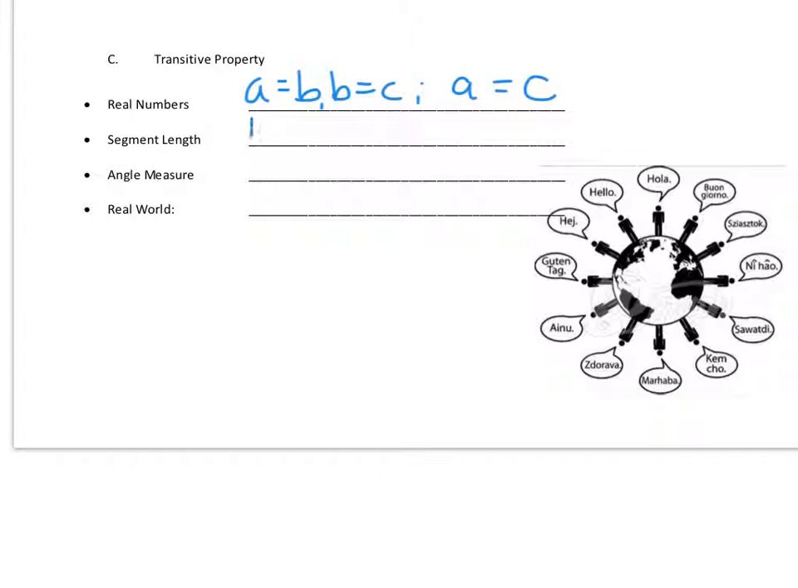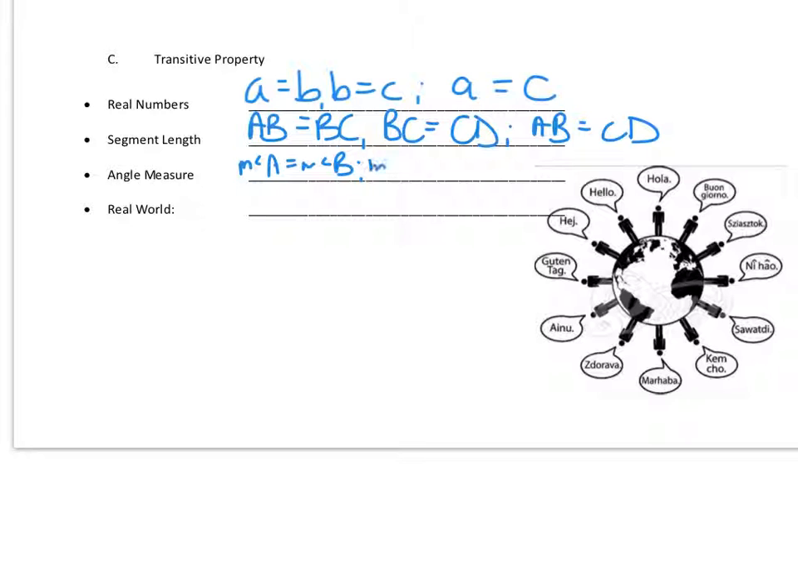In segment length, we could have AB equal to BC, and know that BC is equal to CD, therefore justifying that AB must equal the length of CD. In angle measurements, we could have the measure of angle A equals the measure of angle B, and the measure of angle B equals the measure of angle C, and we could conclude that the measure of angle A must be the same as the measure of angle C.